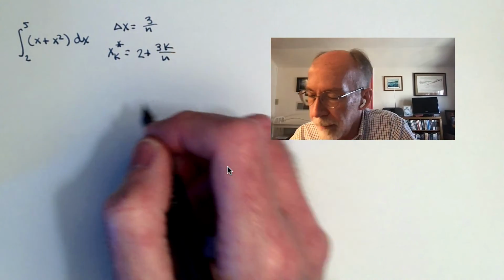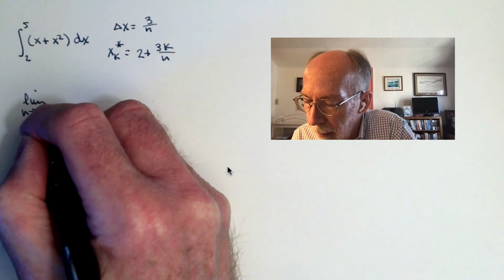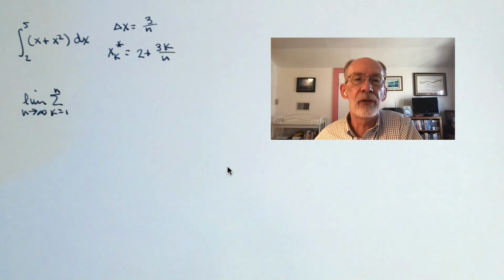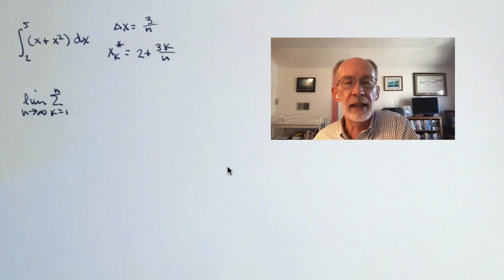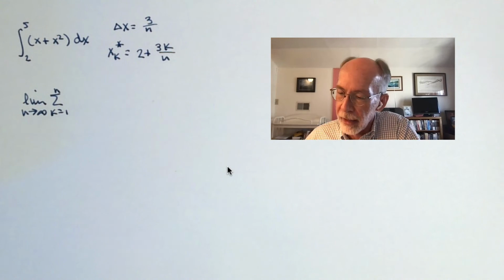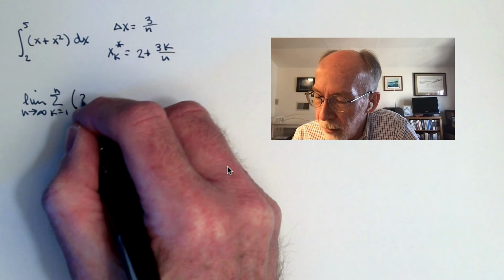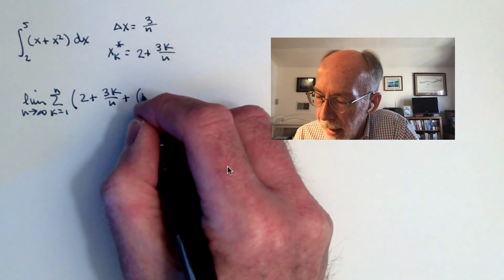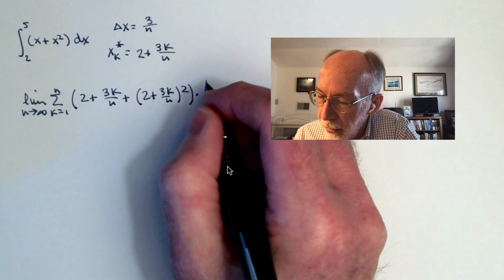So our integral is limit n to infinity of the sum from k equals 1 to n of f of x sub k star. So basically, I take this expression x plus x squared. Wherever I saw an x, I stick in our expression for x sub k star, and then finally we've got to multiply by the delta x. So this will be 2 plus 3k over n plus the square of 2 plus 3k over n, all times the delta x, which is 3 over n.